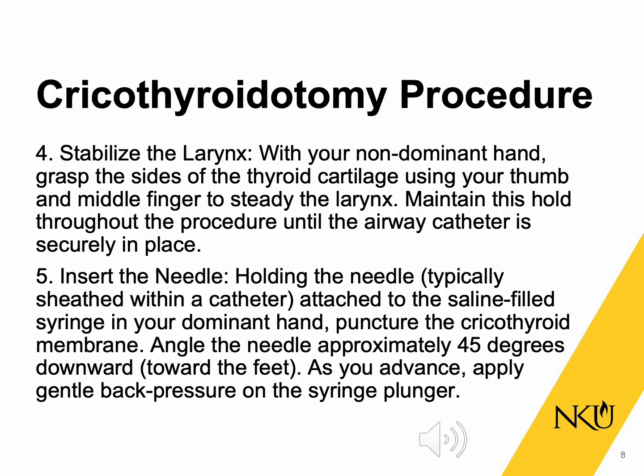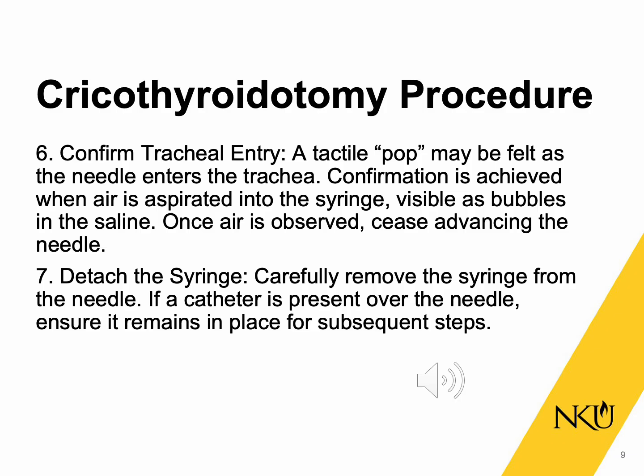As you advance, apply gentle back pressure on the syringe plunger. Next, a tactile pop may be felt as the needle enters the trachea. Confirmation is achieved when air is aspirated into the syringe, visible as bubbles in the saline. Once air is observed, cease advancing the needle. Lastly, you will carefully remove the syringe from the needle. If a catheter is present over the needle, ensure it remains in place for subsequent steps.